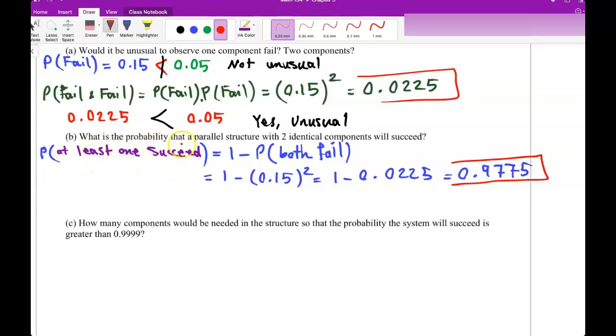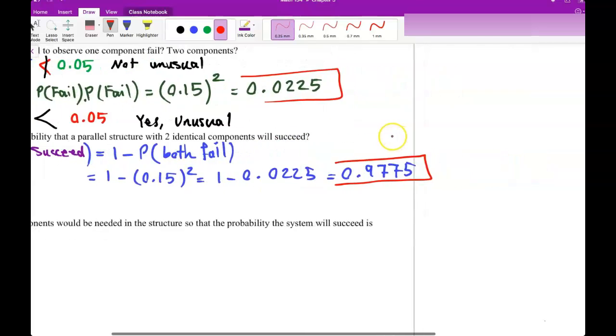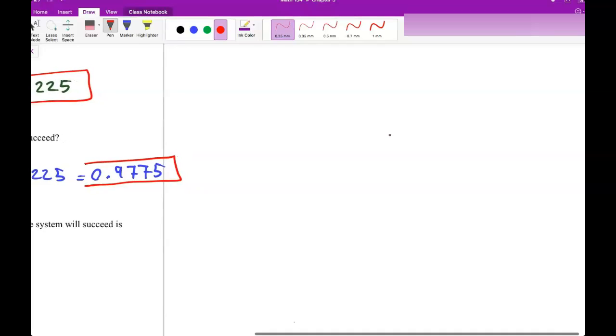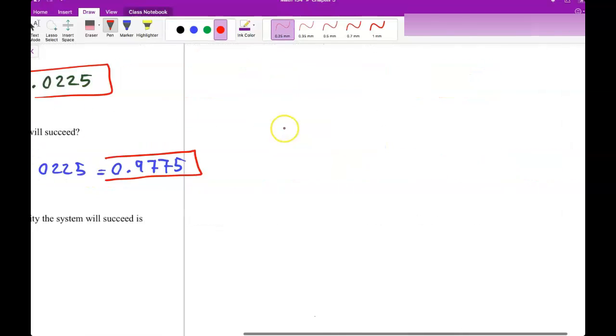Because here we have, what is the probability that a parallel structure with two identical components will succeed? I'm going to explain that one more time. So let's write that part here. So this is for part B.